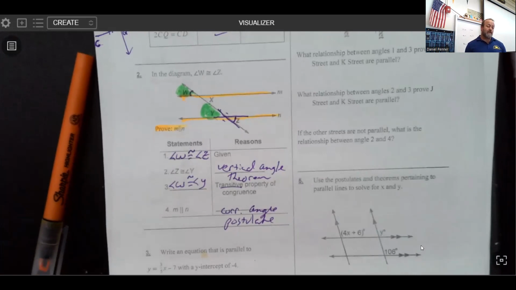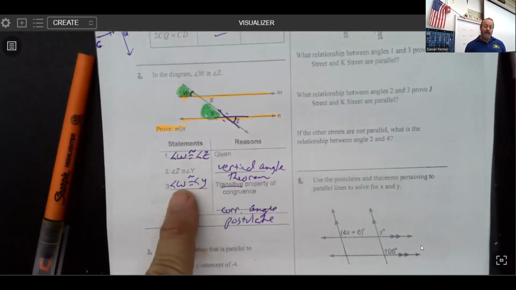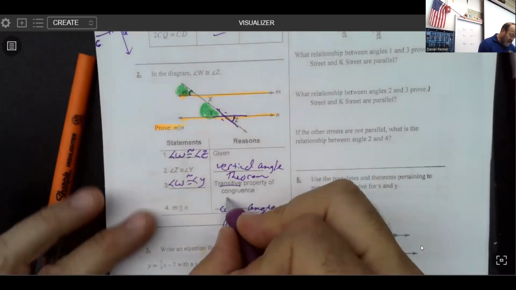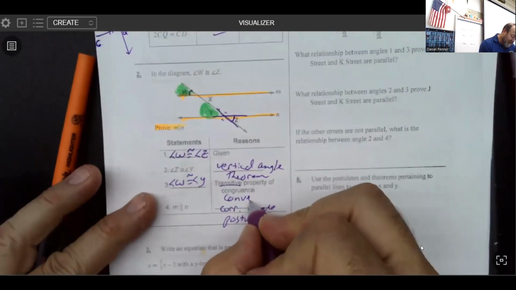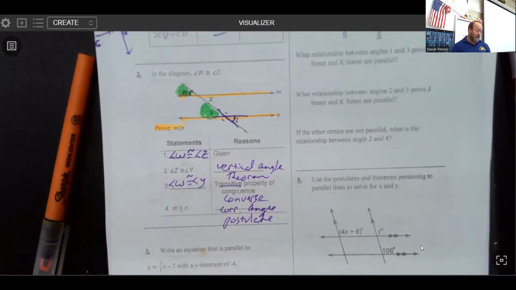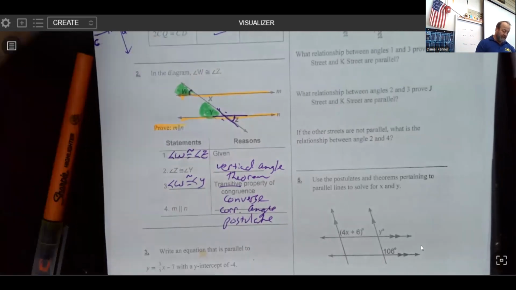Now, as it turns out, this is a two-way street. If we start with parallel lines, then the angles are congruent, like W and Y. But if W and Y are congruent, then the lines are parallel. It goes the other direction, and it actually works both ways. This one is technically known as the converse of that, because the other way says if they are parallel, then the angles are congruent. This just goes the other direction.